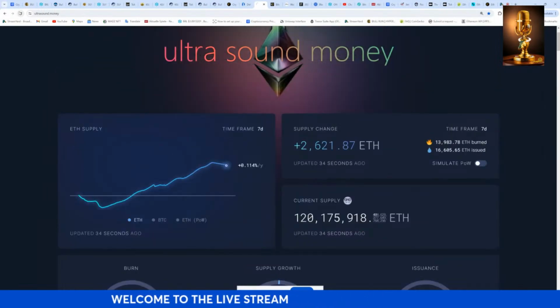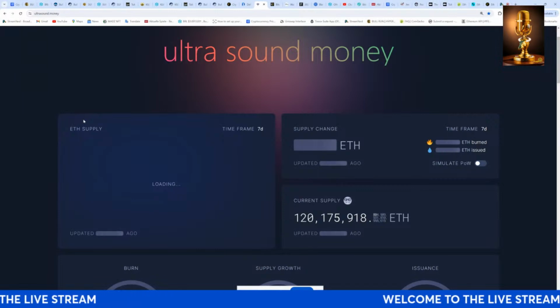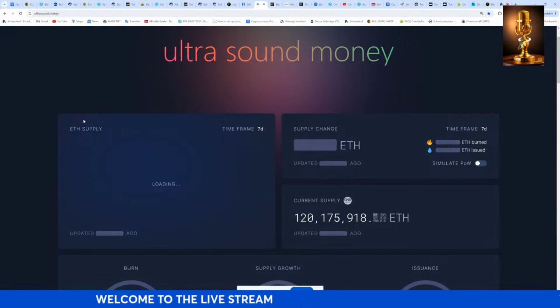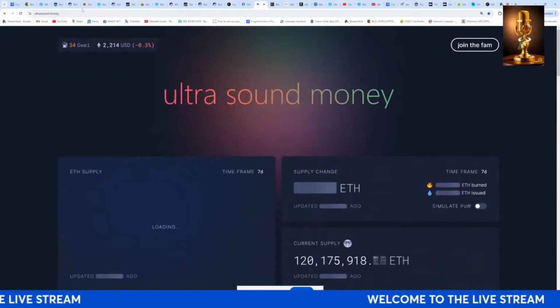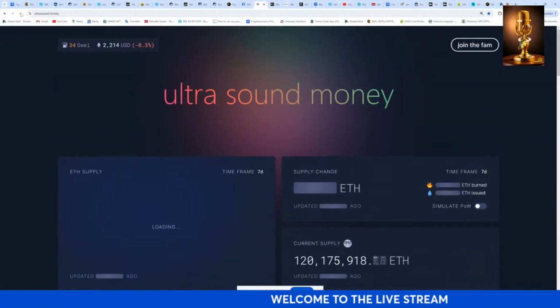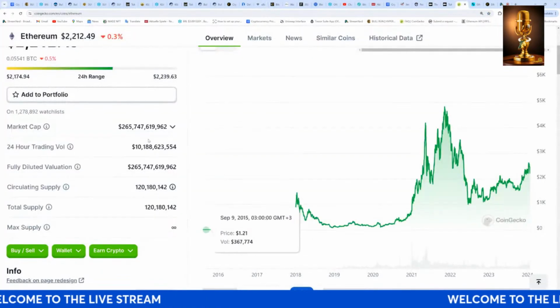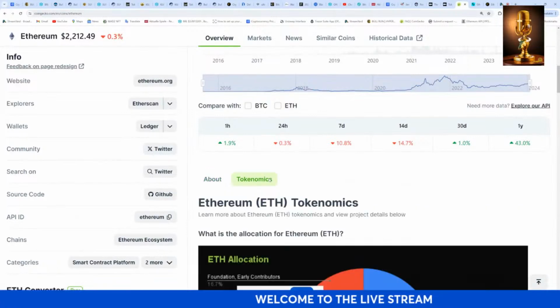So if we refresh this, it's based on the usage. The more you use Ethereum, the more deflationary it becomes. So the platform is based on the usage. As we see here, if we go down to tokenomics, let's look at the tokenomics here.